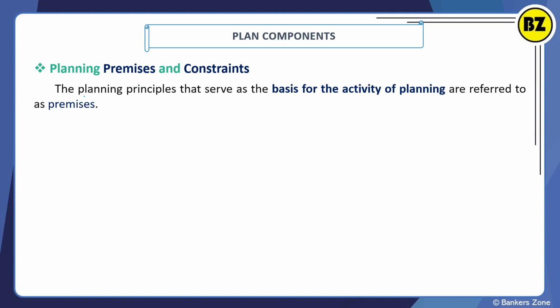Okay, now the planning principle that serves as the basis for the activity of planning is the premises. Simply understand here, premises means the assumption. So the planning principle that serves as the basis for the activity of planning. Now see here, for planning, what is the basis? For planning, premises are the basis.